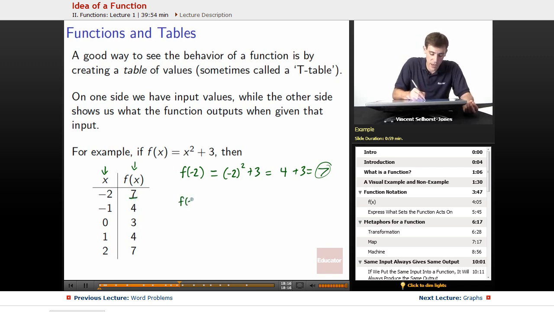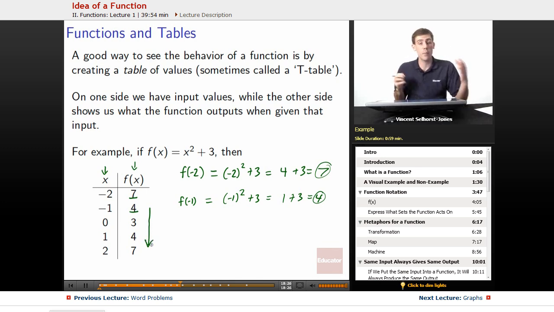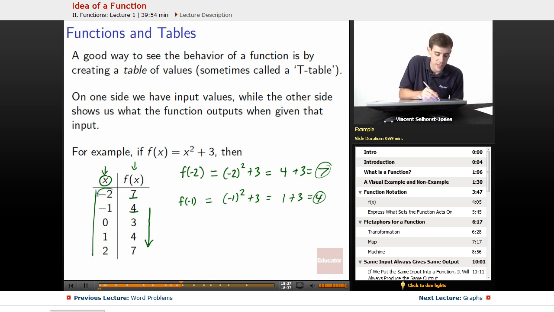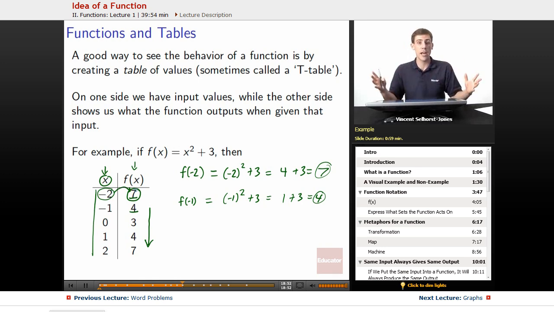If we want to figure out what f of negative 1 is, we do the exact same thing. Negative 1 squared plus 3, 1 plus 3, and 4. And that 4 shows up here, and so on and so forth. We just plug in, based on whatever rule we've been given, whatever our input is, whatever the thing on the left is, any of these numbers. And then, once we evaluate, we get its corresponding value on the right side, and we write that in, and that's how we make a table of values. Having this table is often a very useful way to quickly analyze and see what's happening in a function over a large range of possible inputs.